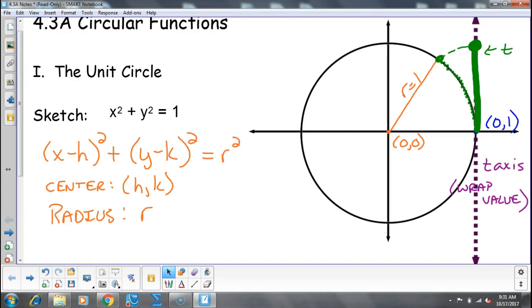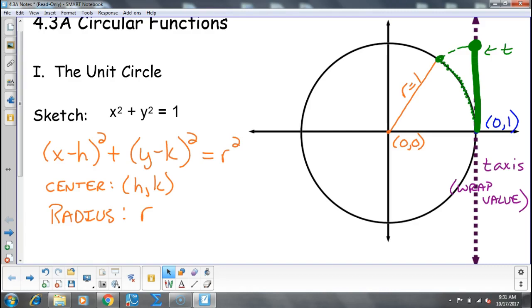But either way, what's going to happen is I'm going to set that value, and then I'm going to wrap it onto my unit circle. So I can go all the way around my circle. I could go twice around my circle if I wanted to, but it's going to wrap all the way around.